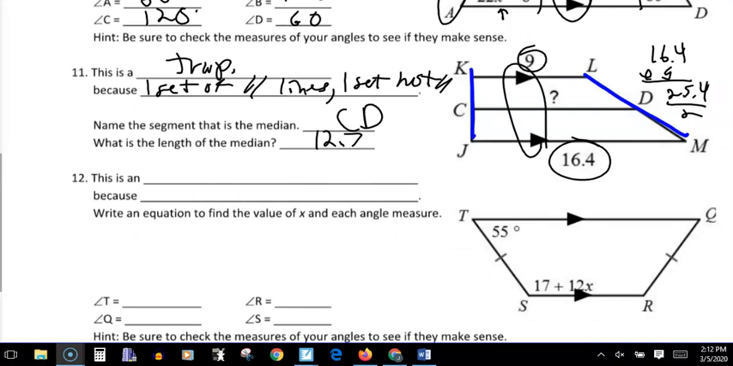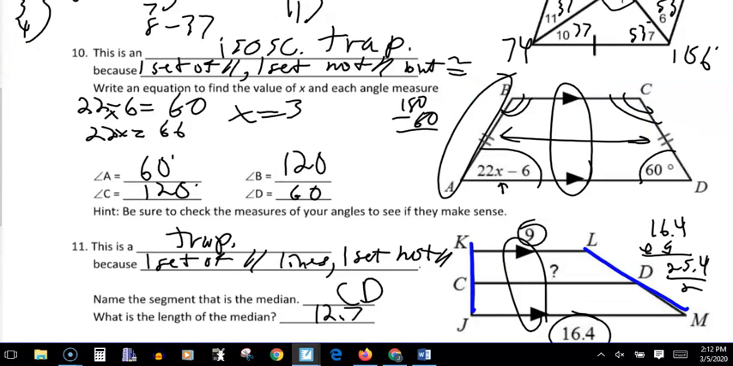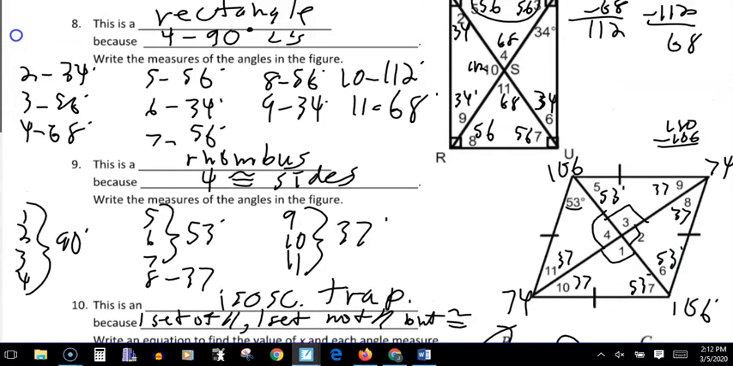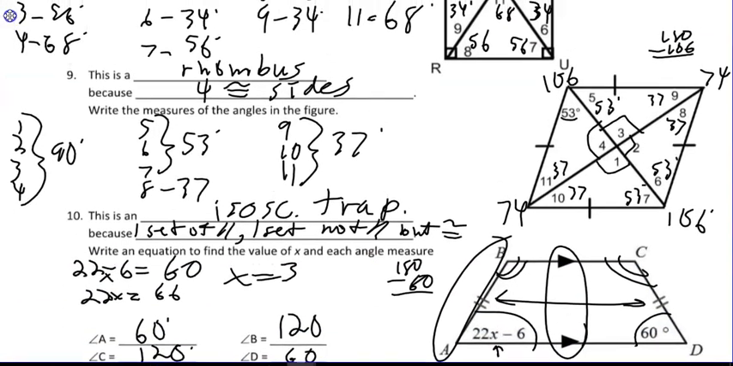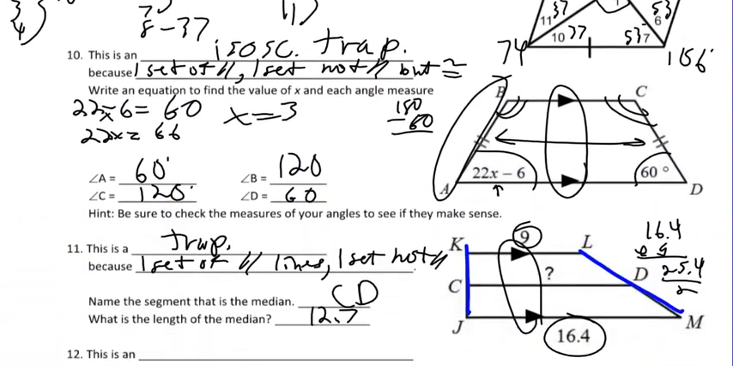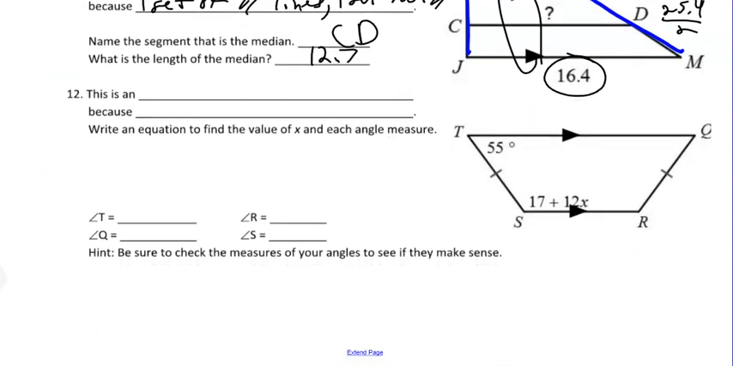Last one on this page. Whoops. Nope. Come on. Sorry about that. Last one on this page, number 12. This, like number 10, is basically upside down. It is an isosceles trapezoid.